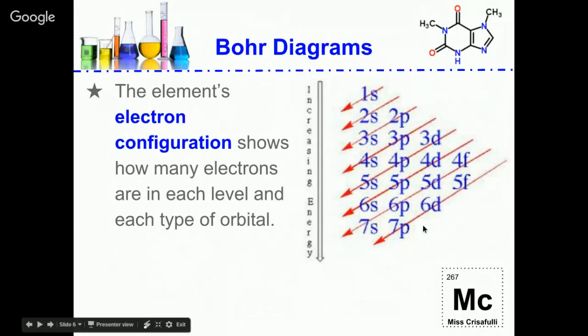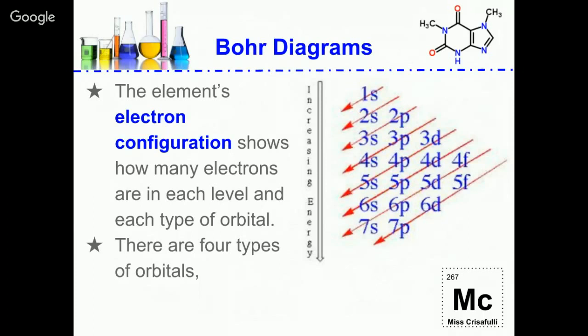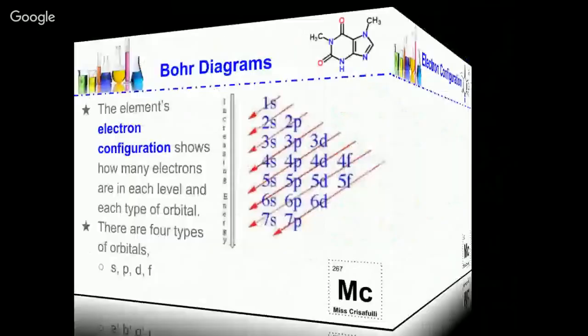This is a picture that I use with all of my students to help them fill in electron configurations. So once again, remember there are 4 types of orbitals: s, p, d, and f. And what energy level you're in on the orbital diagram or in the Bohr diagram will depend on which kind of orbital you'll have in that diagram.